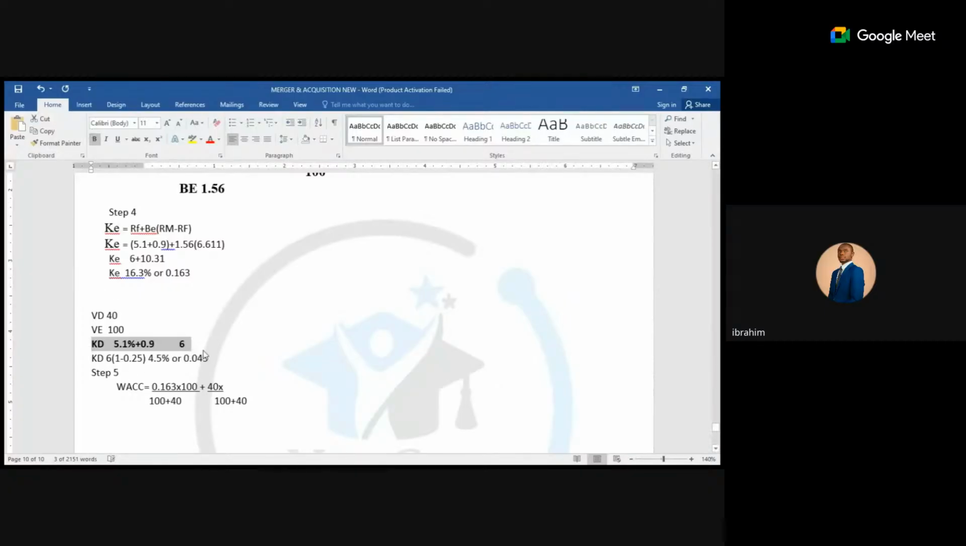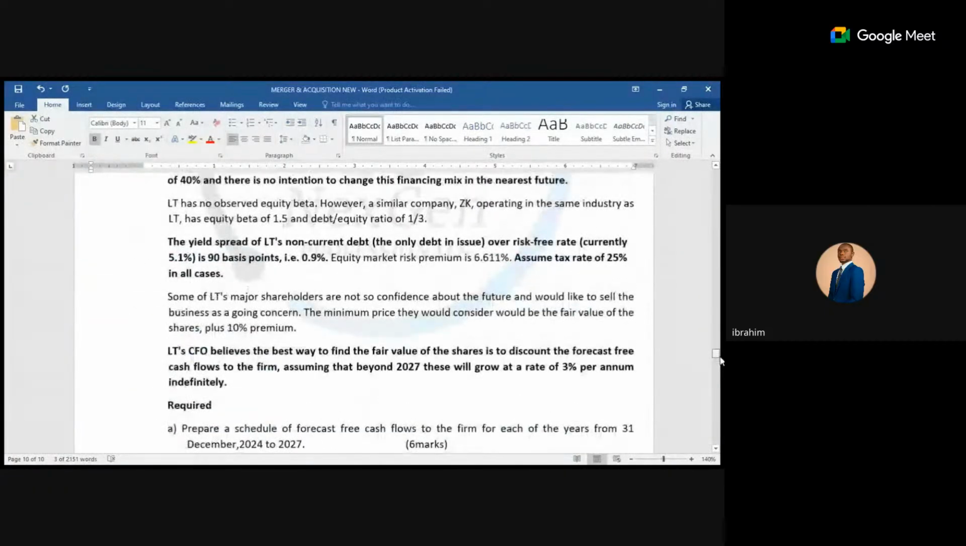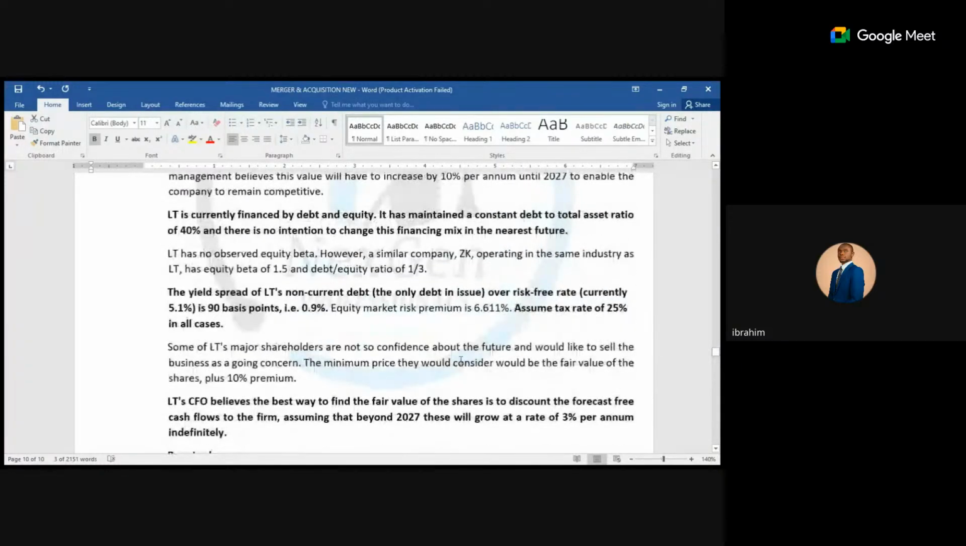We're told that the non-current asset has a debt in issue, where we have the only debt in issue, and it is yield. For you to have a yield spread, definitely that debt is a government bond, and a government bond is a risk-free class. That is why we adjust for it here.